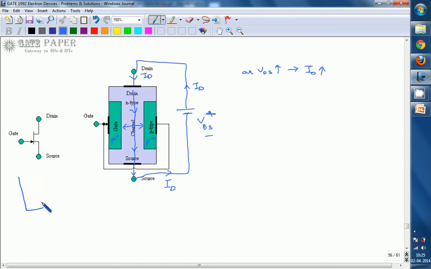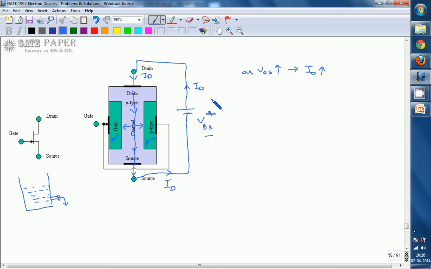You can think there is a water tank which is filled with water. If there is a tap over here, depending on the tap dimension the water comes out. Here, the tap dimension is the region between the 2 P plus gates. If it is broader, more current flows. If it is smaller, that is thinner, a small drain current flows. Drain current depends directly on the area between the 2 P plus gates. Normally the pinch off voltage with respect to VDS is defined like this.